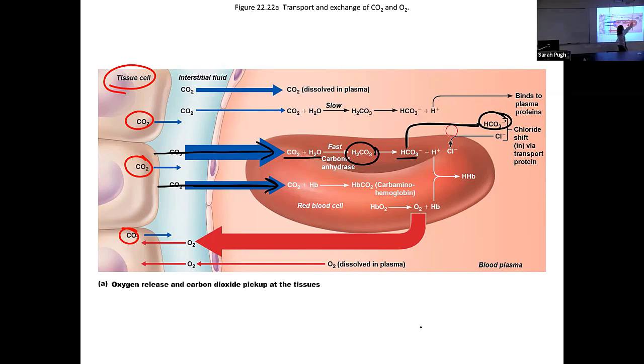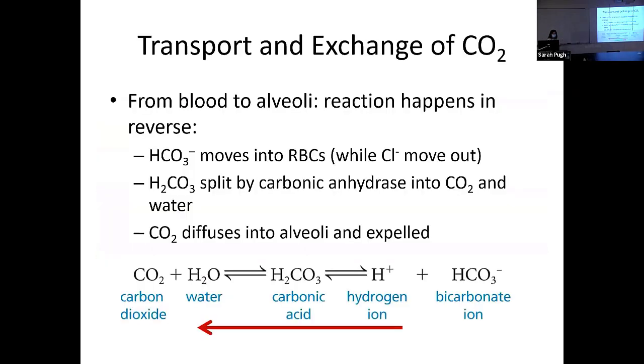But because it has a negative charge, we have to balance our charges. So we shift some chloride into the red blood cell. Okay, and that's called the chloride shift. And this is how we carry about 70% of our CO2. Okay, so the majority of CO2 gets carried as bicarbonate ions.